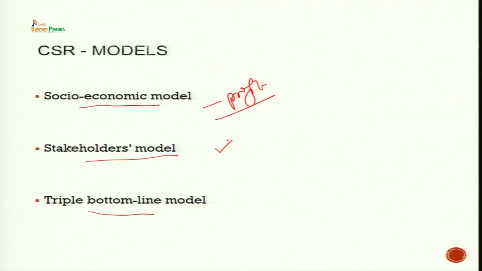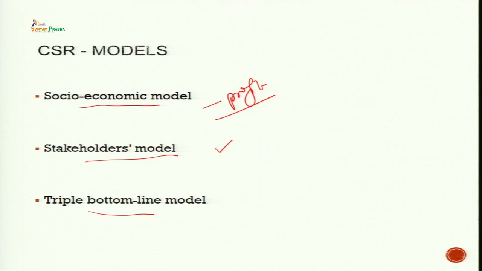While the second model, that is the stakeholder model, here the concerns of the stakeholders also have to be taken into consideration. The triple bottom line model talks about that we should not only be concerned about the socio-economic model, but we should also be concerned about the stakeholder model simultaneously. So, three types of performance are to be considered at this point in time. What? The financial performance, the societal performance, and the environmental performance. So, triple bottom line is society, finances, and environment. All together these are to be taken into consideration. Let us discuss these three CSR models in detail.